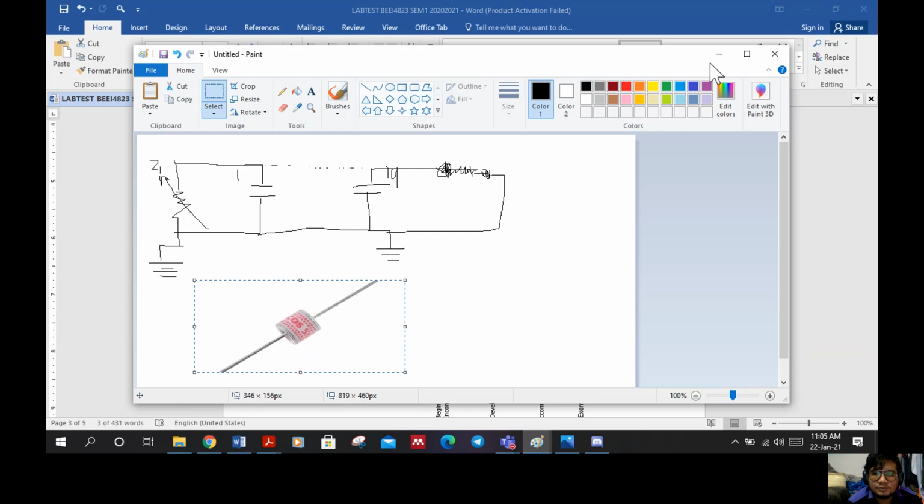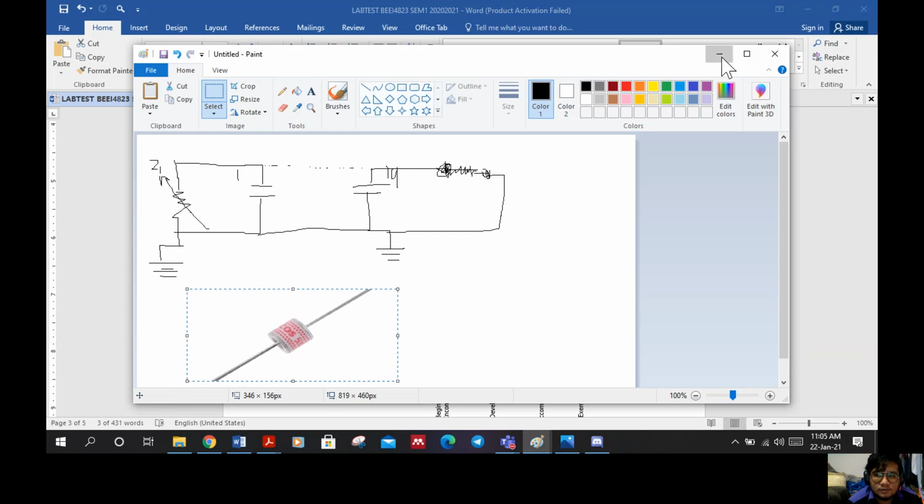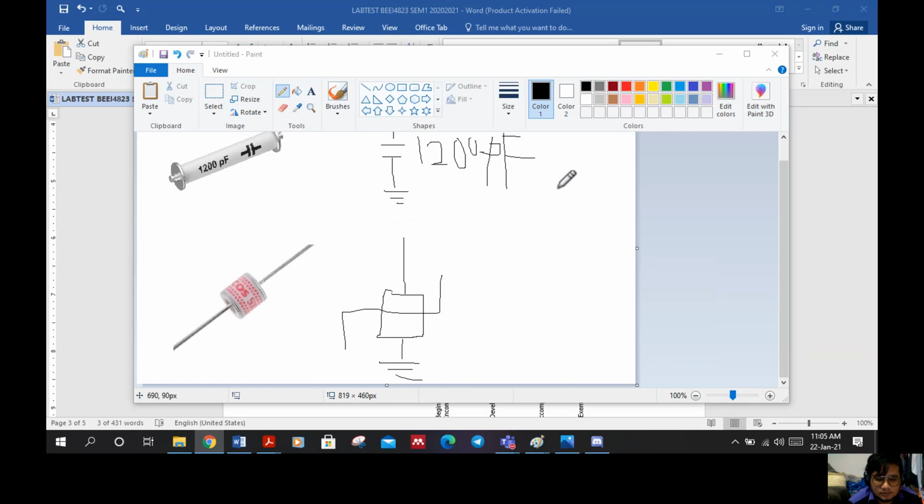Okay. And then it will be connected with the spark gap.